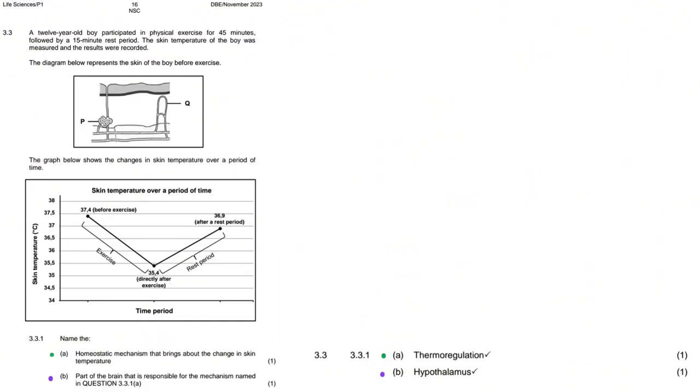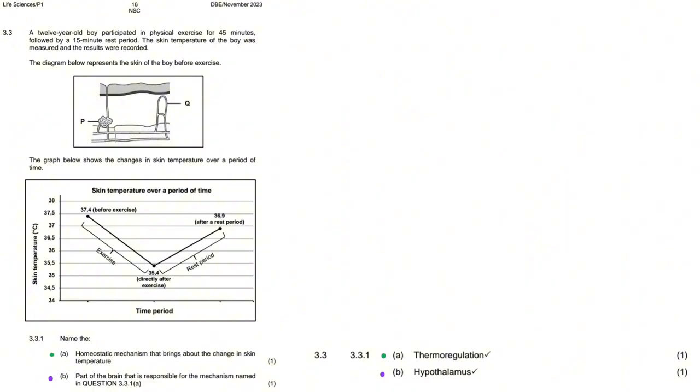Question 3.3. A 12-year-old boy participated in physical exercise for 45 minutes, followed by a 15-minute rest period. The skin temperature of the boy was measured and the results were recorded. The diagram below represents the skin of the boy before exercise. Then we have a graph. The graph below shows the changes in skin temperature over a period of time. Just study both images and all of the labels and values, numerical values, and then answer the following questions.